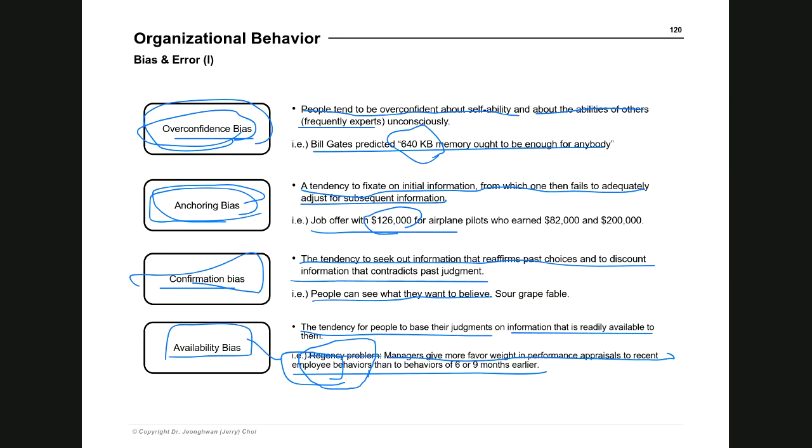Because we are human beings, we call that availability bias. Unfortunately, we have that. And professors, they are human beings. Absolutely. Do you think that's unfair? Yes, absolutely, that's unfair. But as human beings, it happens a lot.